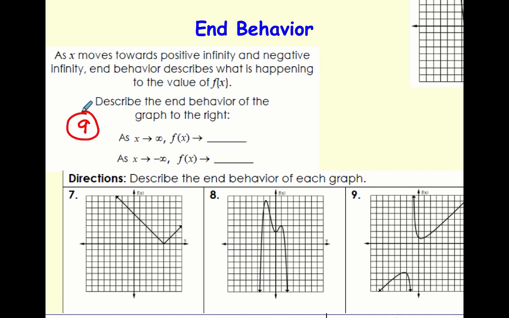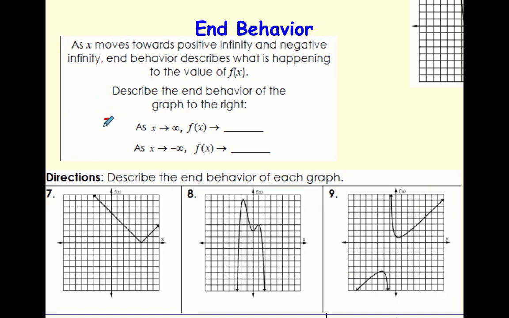Number 9. Okay, again, when we're talking about end behavior, we're talking about extreme left, extreme right. Now let's look at number 9. And remember again on number 9, there are 4 arrows on here, which can sometimes be confusing, but we're looking at the extreme right and extreme left. So on the extreme right side, what is my y doing? It's going towards positive infinity, and the right side, remember, is x approaching positive infinity. On the extreme left, x is going towards negative infinity, and y also is going towards negative infinity.